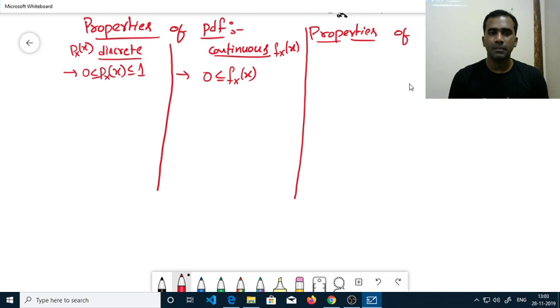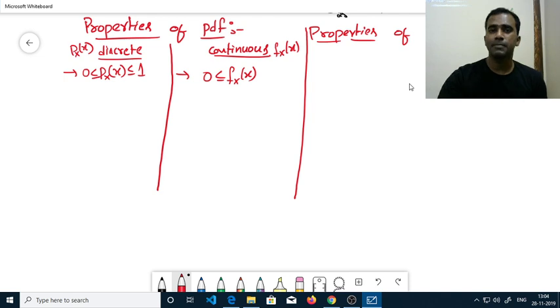The PDF of a discrete random variable has values which are always between 0 and 1, because a discrete PDF consists of probabilities at different values of the random variable. The probability of any value of the random variable is definitely less than 1 and definitely greater than 0. So this is the first property. Similarly, let us discuss the same thing for a continuous PDF.